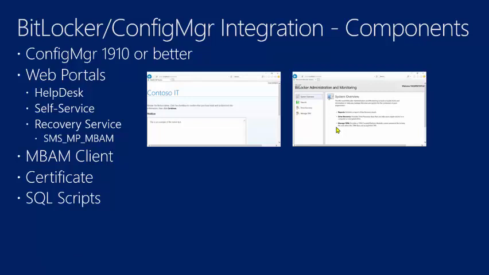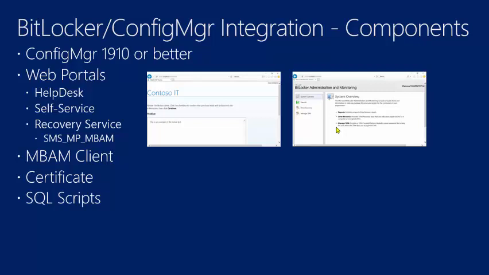Now, in terms of components, these are the components that make up BitLocker integration into Configuration Manager. You need Config Manager 1910 or better, as we stated. You really want 2010 or 2103 when it releases. You want to stay current, right? But there you go. You need the web portals. And so really there are three web portals. There's the help desk web portal. There's the self-service web portal. Those are the ones that get the main play when we talk about web portals.